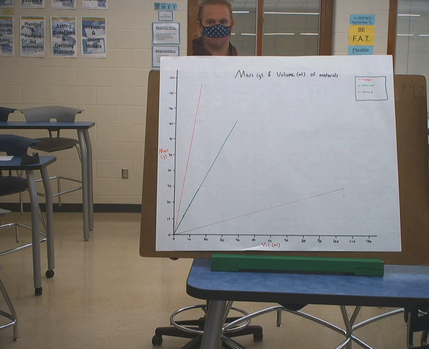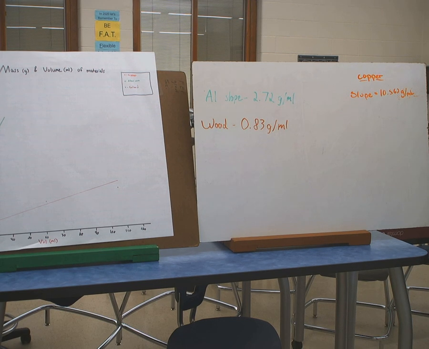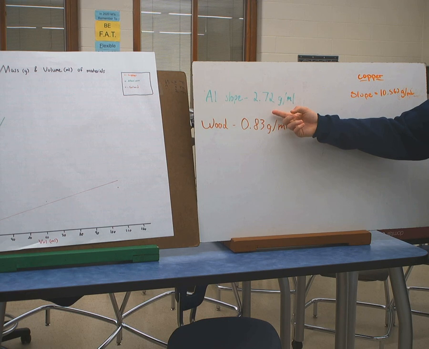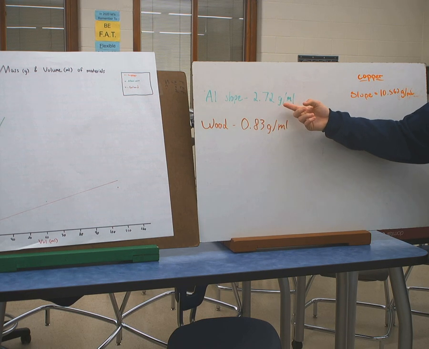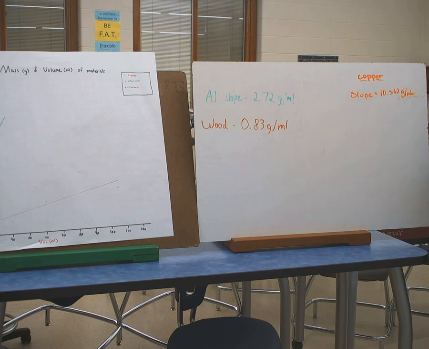Good. Now, let's talk about this one here. Over here we have a little board kind of calculating it. So why don't you read us the slopes of your 3 materials, so people can see it. Point to them and kind of read off what the slopes are. The slope of aluminum is 2.72 grams per milliliter. The slope of wood is 0.83 grams per milliliter, and the slope of copper is 10.562 grams per milliliter.